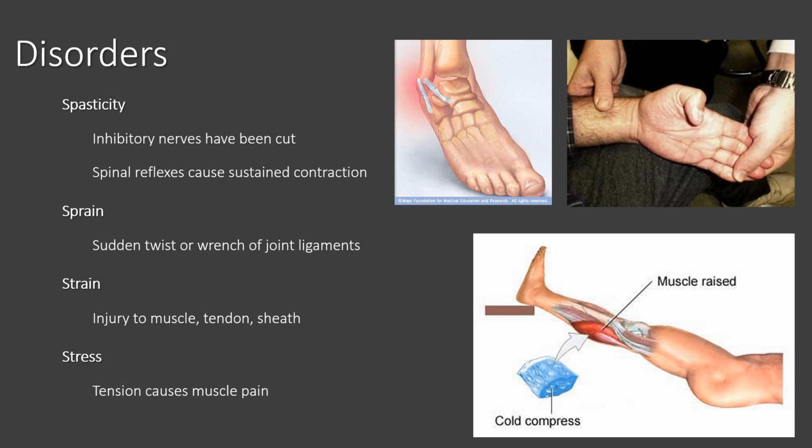A sprain is a sudden twist or wrench of the joint ligaments. A sprain is an injury to a ligament, and you do need to know this. The places we tend to sprain our body are either our ankle or our wrist, where we have lots of ligaments, whereas a strain is to a muscle or tendon.